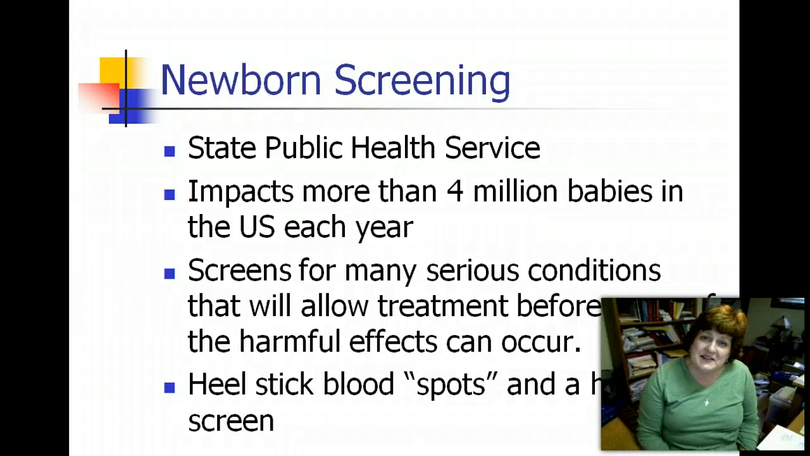When we talk about developmental disabilities, it's really important to talk about newborn screening processes. And that's a state public health service that's offered. It impacts more than 4 million babies a year in the U.S. And it screens for many serious conditions that will allow for treatment before some of the harmful effects can occur. So those are the ones where we do the heel sticks, and the blood spots are gathered on paper and sent away. And the newborn screening also includes a screening for hearing. It's not diagnostic, but it does help us get an idea of if the child may have a hearing problem.